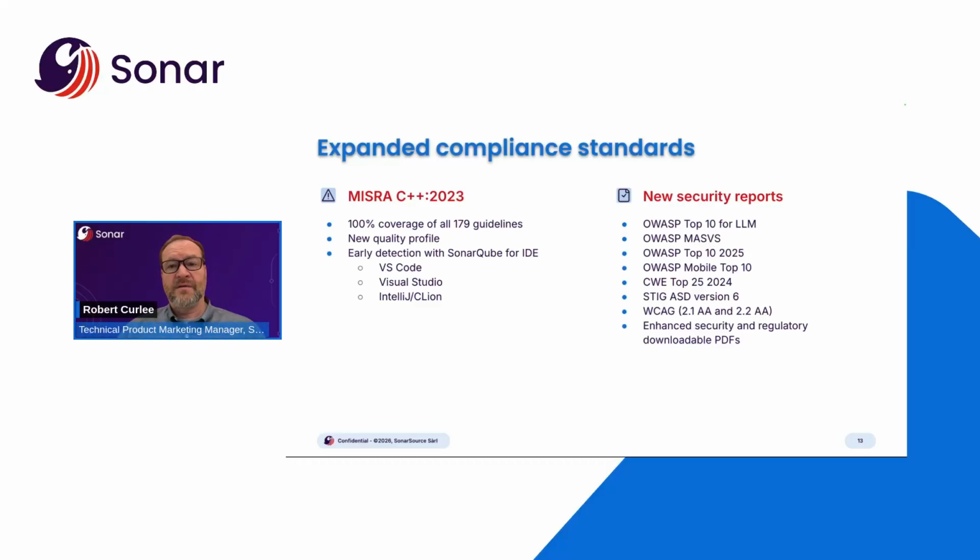We now cover 2.1 AA and 2.2 AA levels of WCAG for your accessibility, to help you become compliant with those accessibility needs when that's important to you. And then we've actually enhanced the security and regulatory downloadable PDFs. So they're much more clear, give you great information, and help you with that attestation of compliance with these security and the MISRA compliance. So a lot of great stuff happening with compliance.